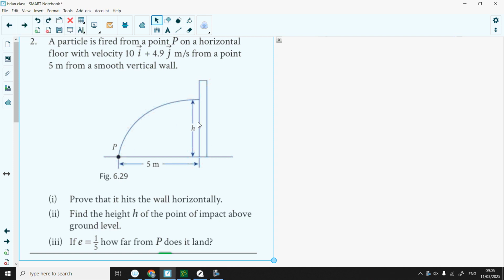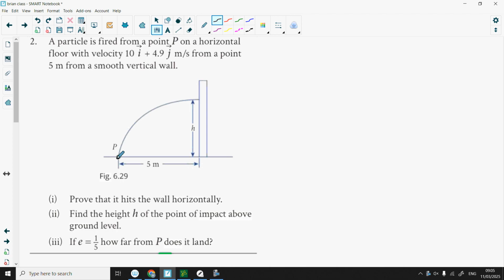A particle is fired from point P. This is point P. On a horizontal floor with velocity 10i and 4.9j from the point 5 meters from the smooth wall. Prove that it hits the wall horizontally.